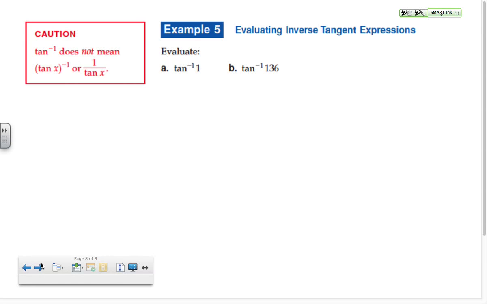The first one is the tangent inverse of 1, so tangent of u equals 1. What is that? This is the pi over 4 triangle. So u is pi over 4, a fairly easy one. The next one is tangent inverse of 136. This is a calculator problem. Obviously, you can't do this one on your own. So I put that in my calculator, and I end up with 1.5634. And that's it.